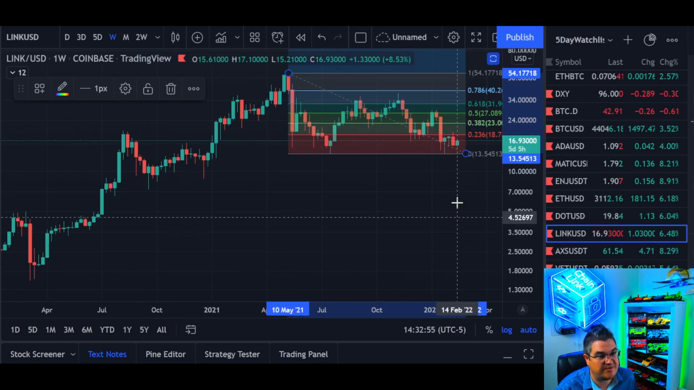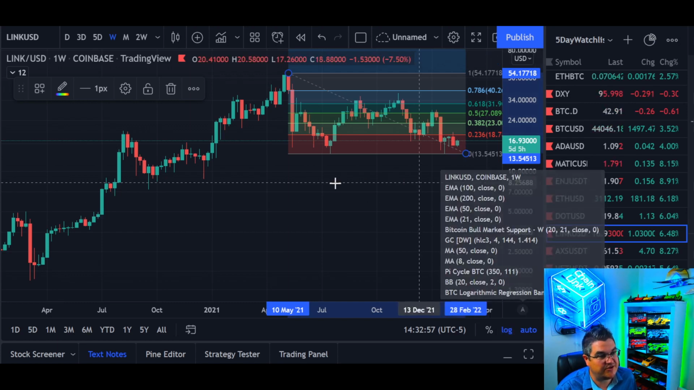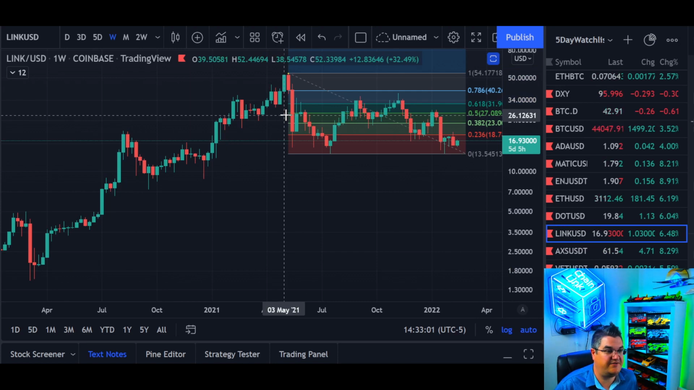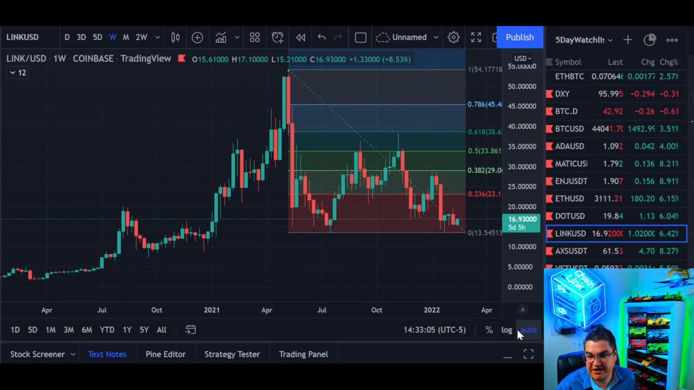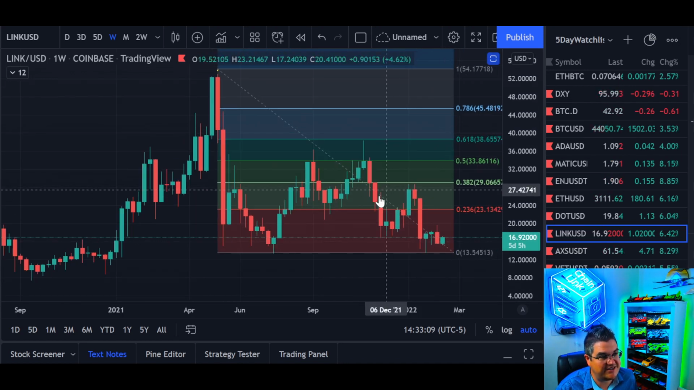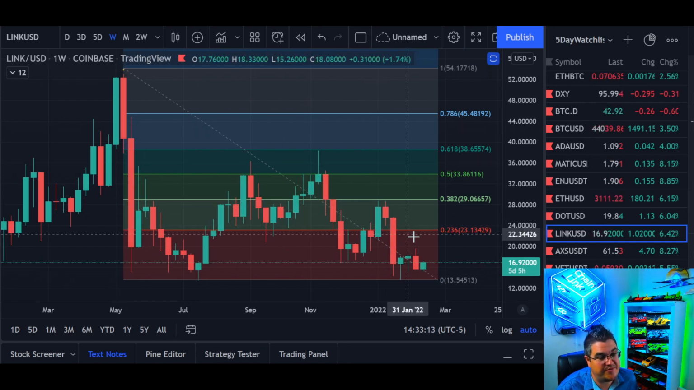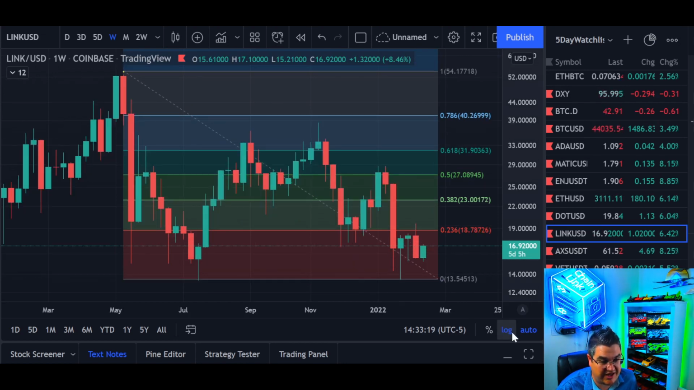Okay, so now let's talk about log scale versus linear scale. So we're on log scale now. A log scale allows you to fit more of the data into the same chart. So if you take it off of log scale, you can see down here, see how much more data you get. It can be useful, but you need to be careful with using it with Fibonacci because log scale versus linear scale has very different levels.